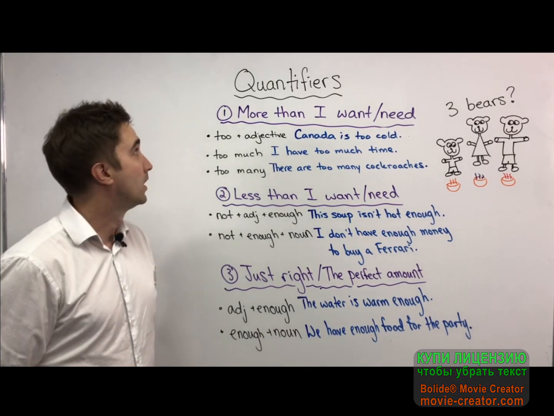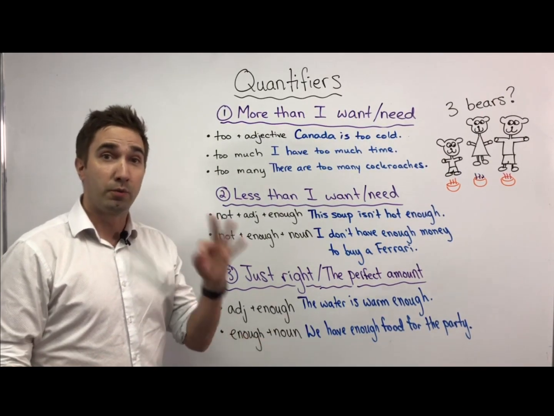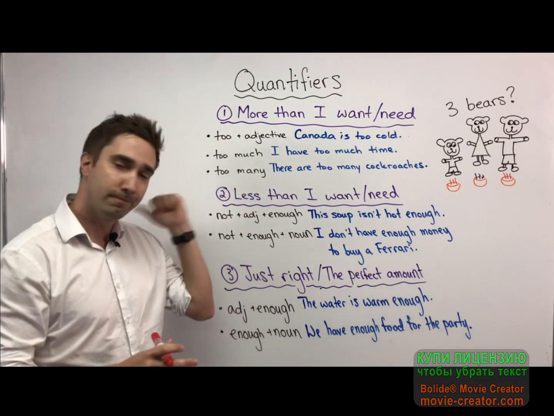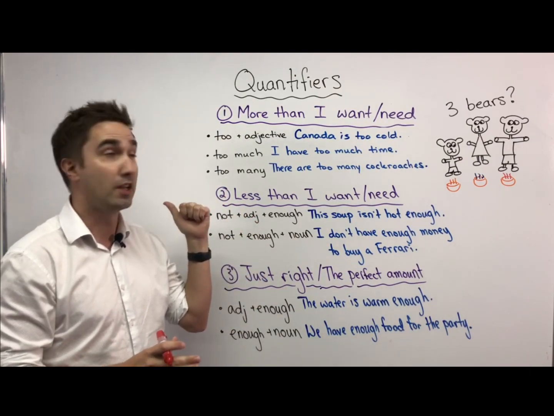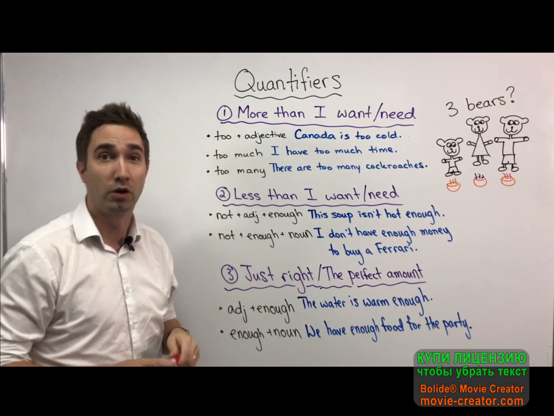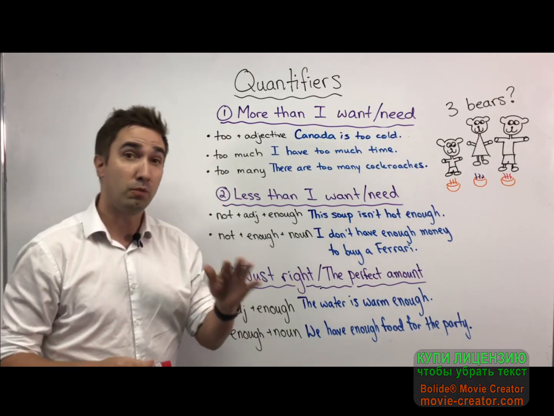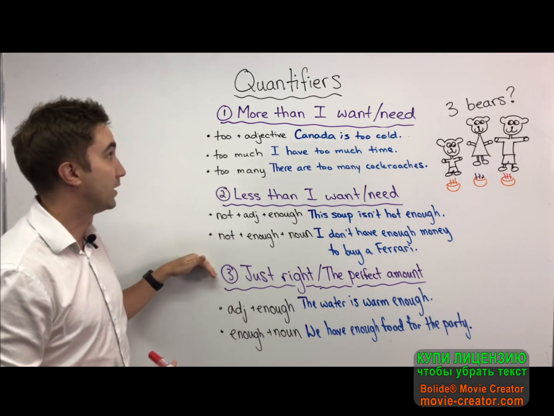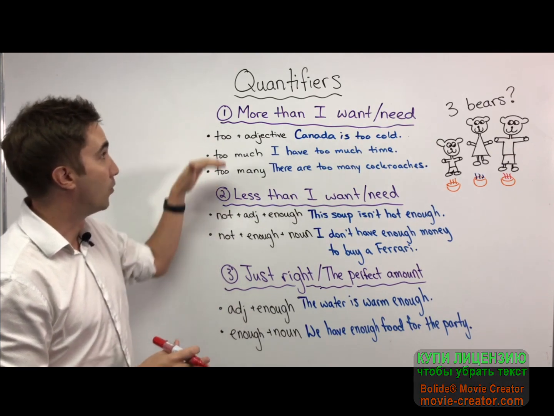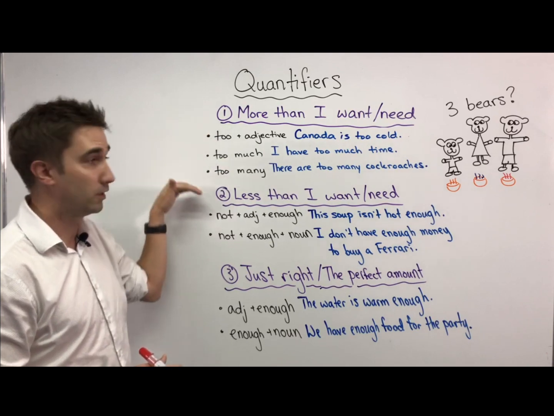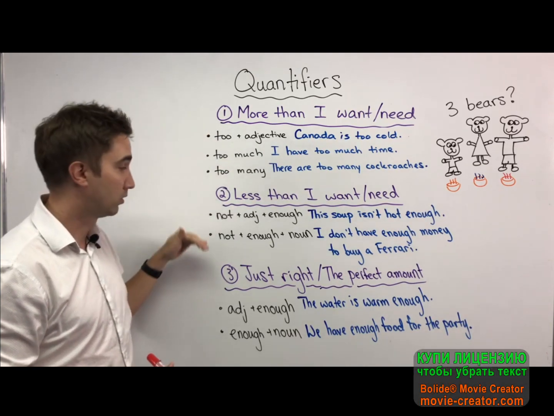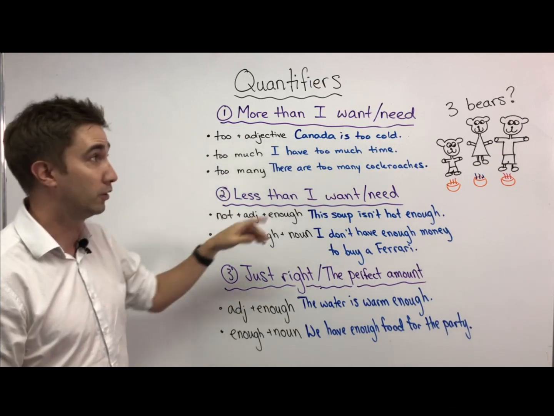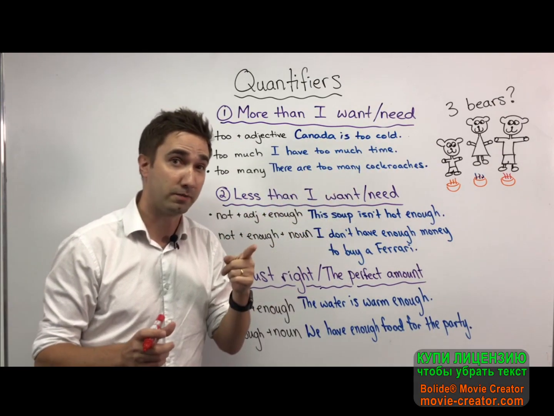Hey students, today we're going to be talking about three things. If any of this is confusing, go back and check out some of the other videos from Mark on quantifiers. But today I'm just going to quickly go through three important ways to talk about more than I want or need, less than I want or need, or just the right amount. And at the end of the video, I'll tell you a little story about three bears.